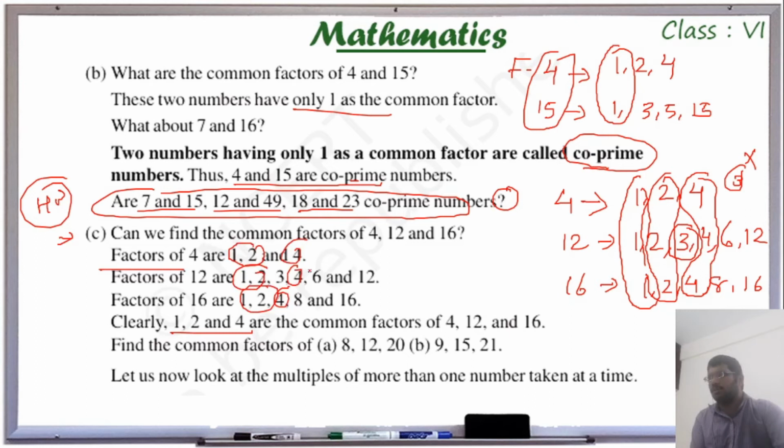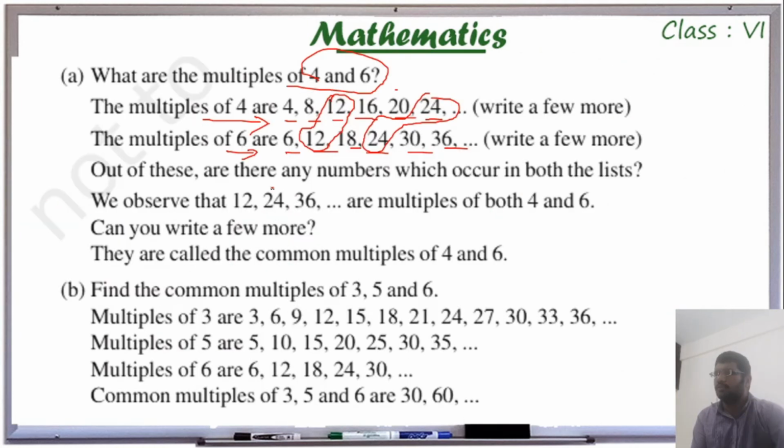And coming to the multiples, we have to write the common multiples of 4 and 6. For that, I have to write the multiples of 4. Multiples of 4 are 4, 8, 12, 16, 20, 24, etc. And the multiples of 6 are 6, 12, 18, 24, 30, 36, etc. So look for the common elements. Here the common elements are 12, then 24. So we call them common multiples. So we can say that 12, 24, 36, etc. are common multiples of 4 and 6.